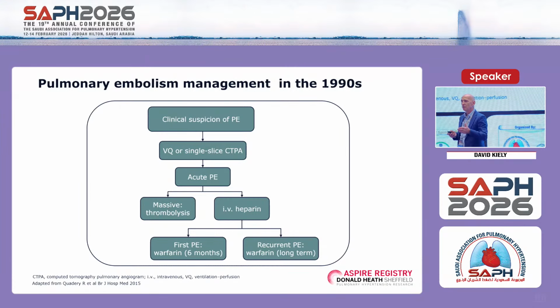So for many of us in the room here, this will be quite familiar. I graduated in 1991, and managing and treating pulmonary embolic disease was fairly straightforward. All you had really was VQ scanning, or you had to have a petition to get a single-slice CT pulmonary angiogram. If it was acute PE, at that time we called it a massive PE, you would thrombolyse the patient. Otherwise, it was IV heparin, anticoagulation for 6 months for first PE, or recurrent PE, long-term anticoagulation.